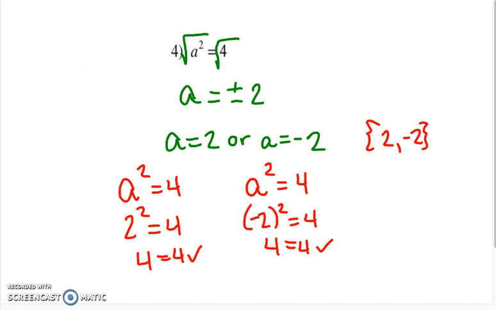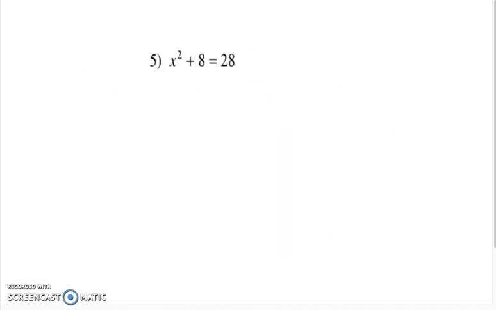All right, let's do another one. Number 5. So the tricky thing about number 5 is that x squared is not alone. So we're going to start by getting x squared alone, and we're going to minus 8 on both sides. This is just like getting x alone, except it says x squared. So we get x squared equals, notice that the 8's cancel out, and 28 minus 8 is 20. Now that x squared is alone, we can take the square root on both sides.